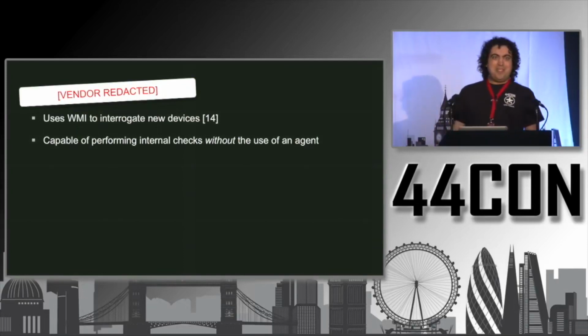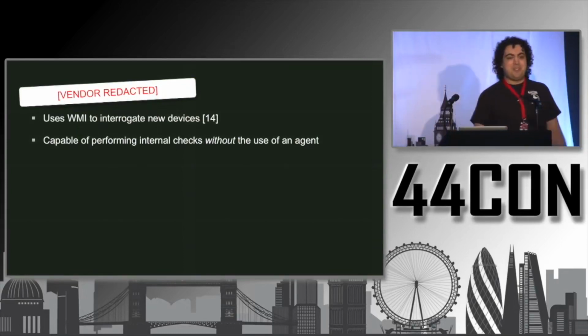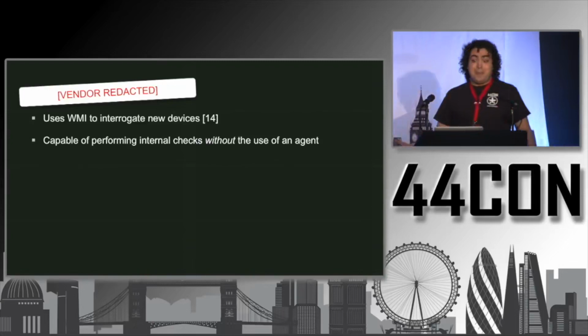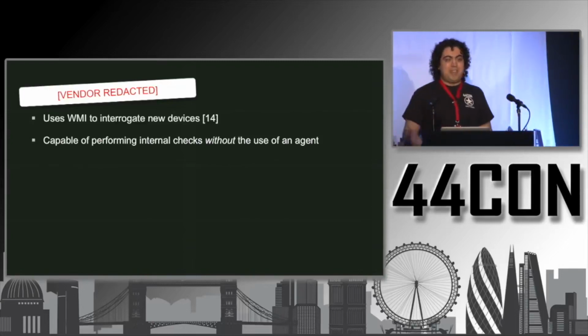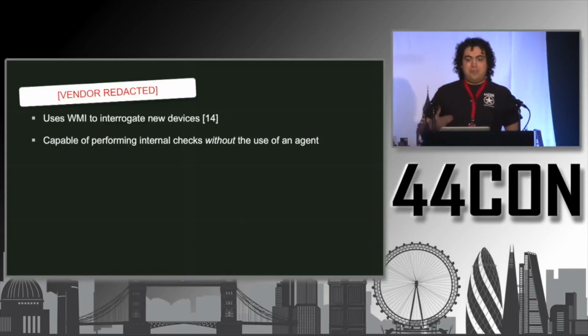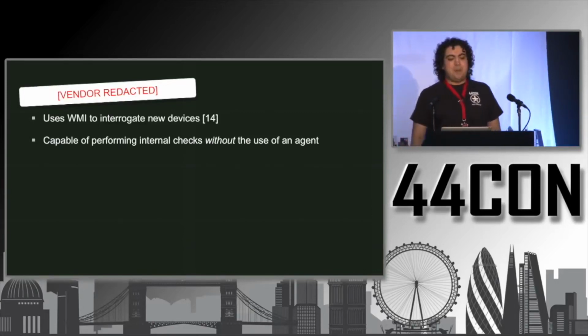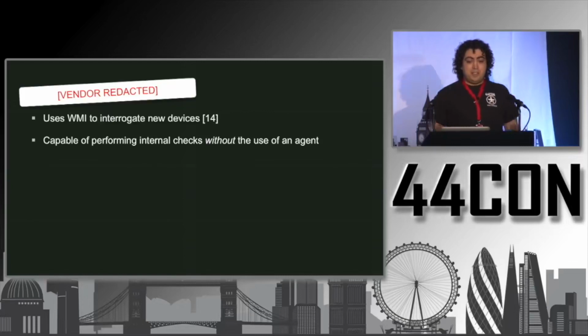The goal here isn't to call out any particular vendor. I don't really care, but it's more to illustrate just how difficult it is to try to bridge that gap between convenience versus security. So one interesting example is a device that uses WMI to interrogate new devices as they're added to the network, and this allows it to perform internal checks without using an agent, which is pretty cool.